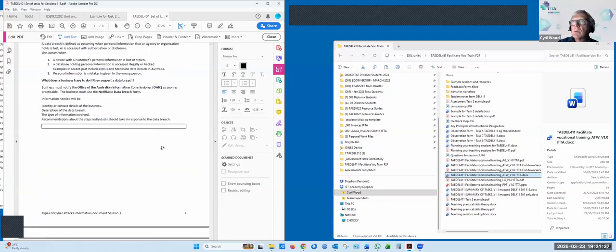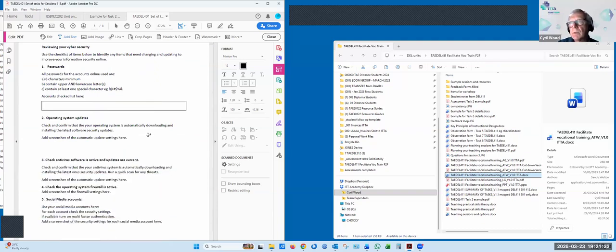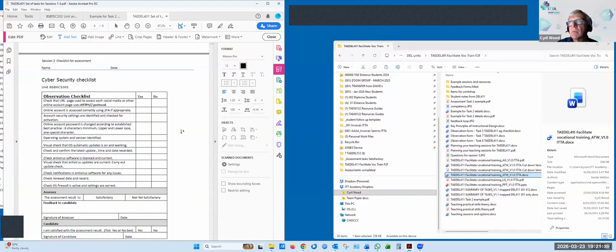Now, the next bit here is session 2. In this case, here's the checklist. So I'm observing the people do something. They could be creating a spreadsheet, they could be doing something. In this case, they're doing their online cybersecurity checks, and that's what the checklist is about. They're checking that the URL of the particular page is using HTTPS. So these are basically the observations that I would have for my learners for this particular unit.